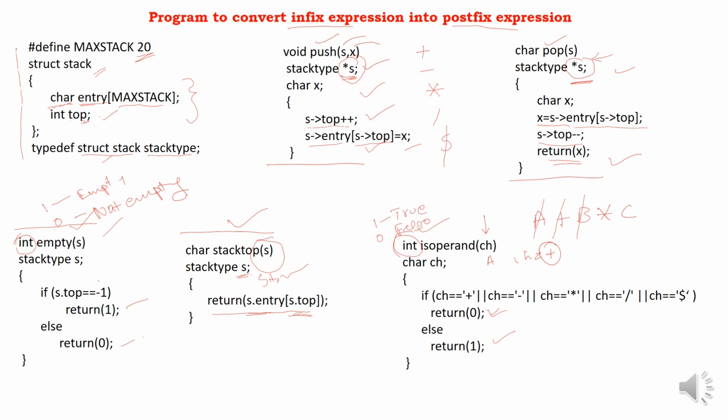So A is an operand, plus is an operator. If you input A, it returns 1. If you input plus, it returns 0. If you input B, it returns 1. If you input asterisk, it returns 0. If you input C, it returns 1. So 1 for operand, 0 for operator.